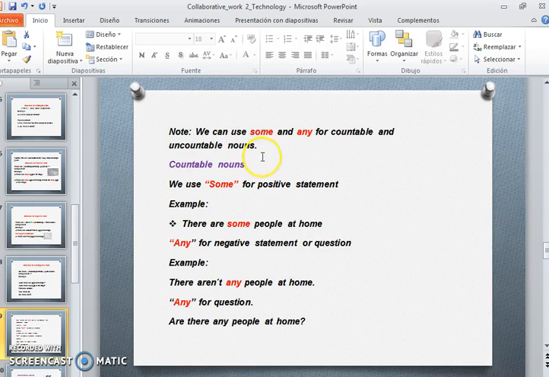Note, we can use some and any for countable and uncountable nouns. Countable nouns. We use some for positive statements. Example, there are some people at home. And any for a negative statement or question. Example, there aren't any people at home. Any for question. Are there any people at home?